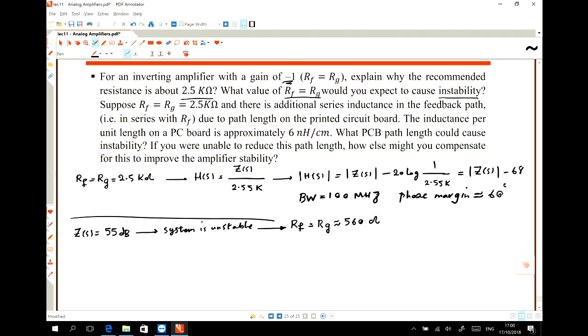It means that if we want to have a unity gain amplifier, just a buffer, and we select any value below this for the RF and RG, then our system will be unstable.